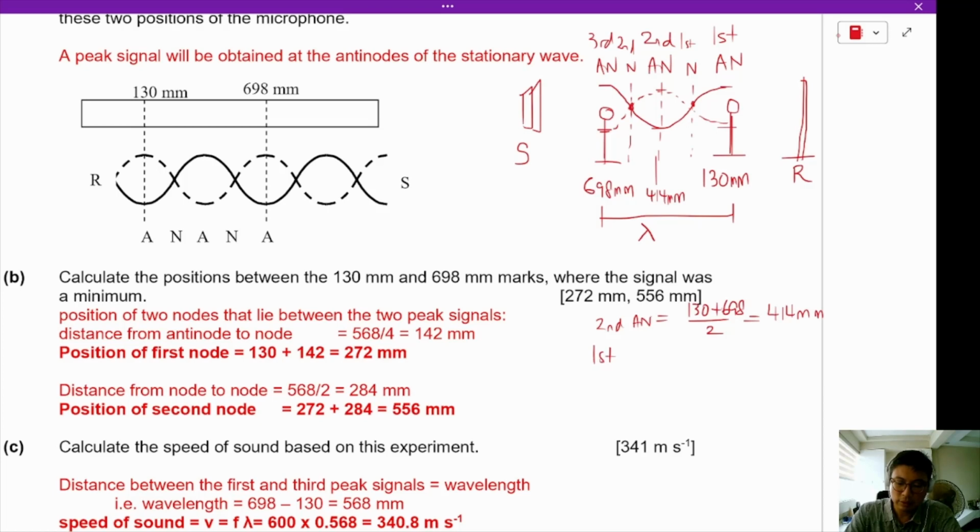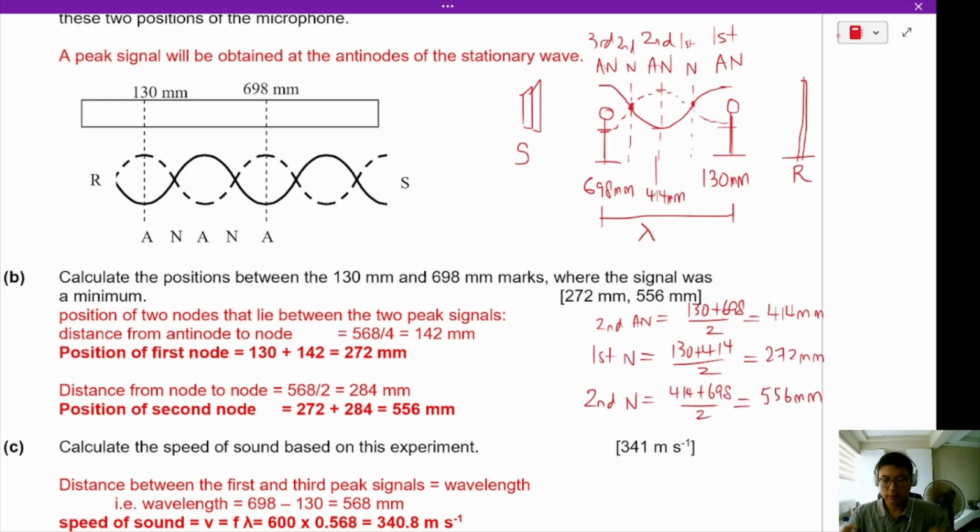That means that let's say this is the first node and this is the second node. So the first node will be at 130 plus 414 divided by 2. And in the same way, the second node will be at 414 plus 698 divided by 2. So this position over here will be at 272 mm, and this position will be at 556 mm.